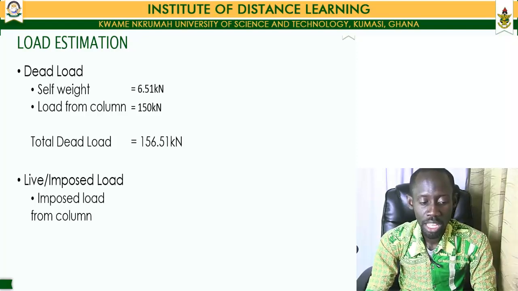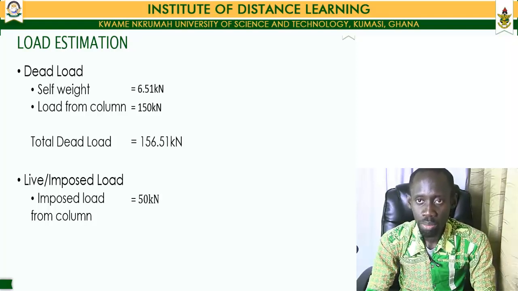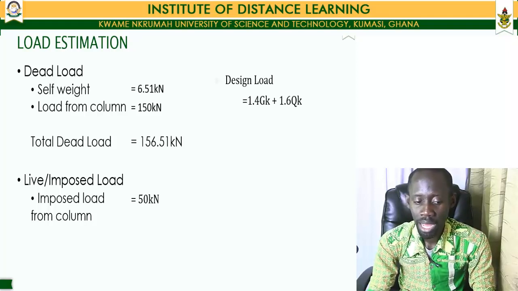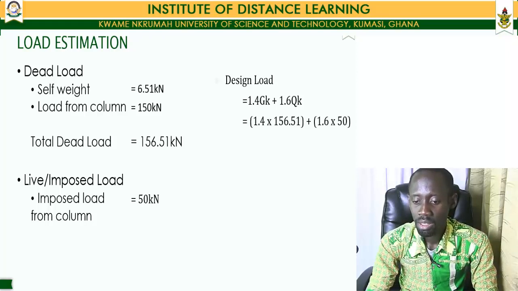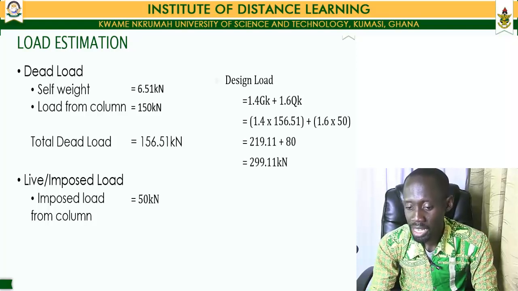Moving forward, we'll now go and calculate for the imposed loads on our pad foundation. And this is equals to the imposed load coming from the column onto the pad foundation and has a value of 50 kilonewtons. Now, having realized our total dead load and our total imposed load, we can now move ahead and estimate for our design load, which is equals to 1.4 multiplied by our dead load plus 1.6 multiplied to our live loads. This gives us 1.4 multiplied by 156.51 plus 1.6 multiplied by 50, which yields us 219.11 plus 80 and gives us a total design load of 299.11 kilonewtons.